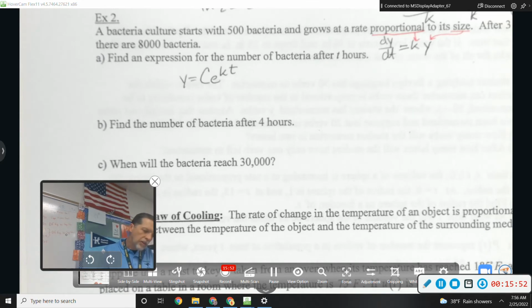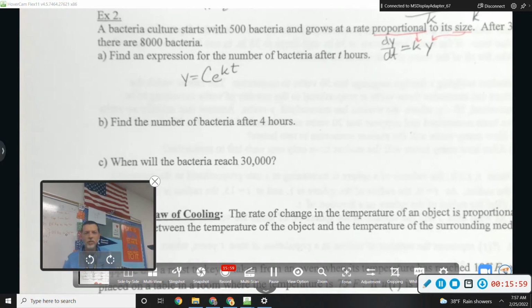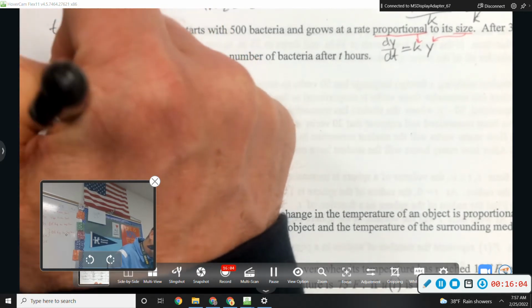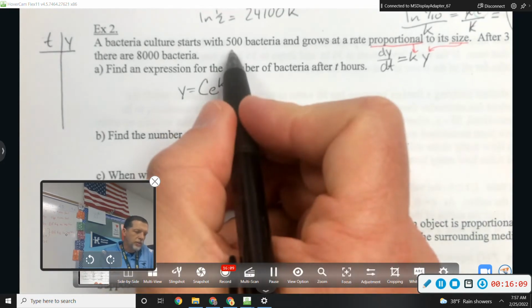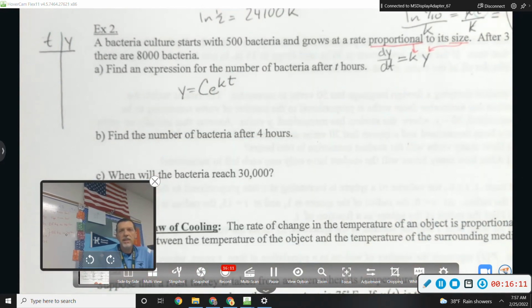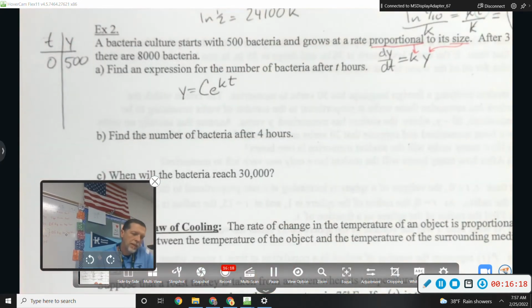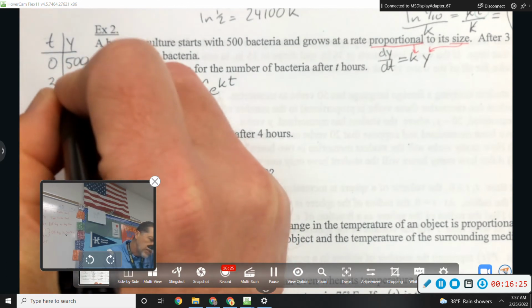After 3 hours, there are 8,000 bacteria. I think let's set up a table of values again to keep track of these problems. There's always so much information that I think the table is the easiest way to keep track of it. So starts with 500. What does that mean in terms of our table? 0 is t, y is 500. After 3 hours, there are 8,000 bacteria.